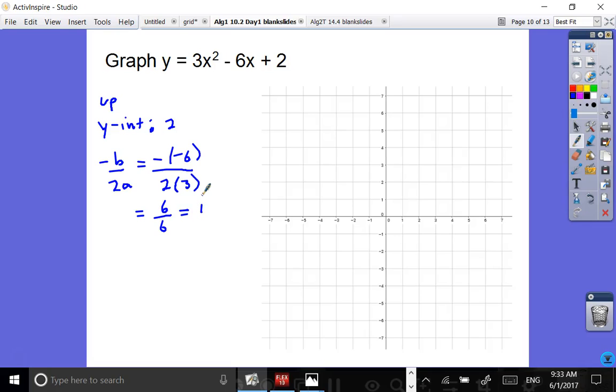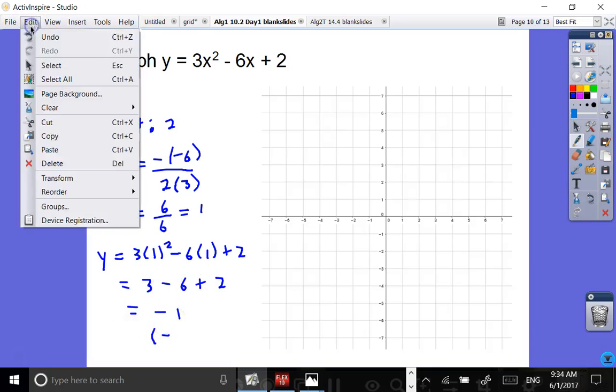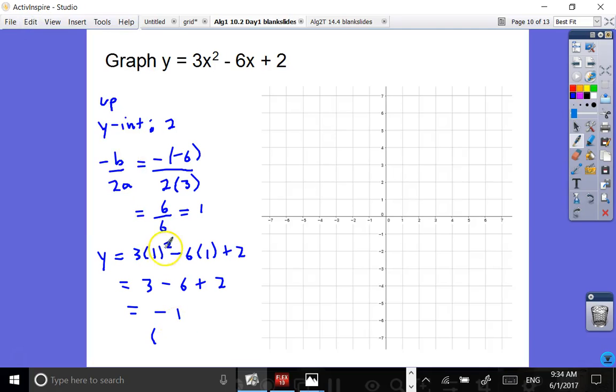Now let's find the y-coordinate of the vertex. We've got to plug in there. Right, y equals 3 times 1 squared minus 6 times 1 plus 2. So we're going to get 3 minus 6 plus 2 equals negative 1. So the vertex is positive 1. What's 1 squared? No, the 3 is not being squared, right? It's the x that is being squared. In this case, x is 1. Okay, so there's our vertex.